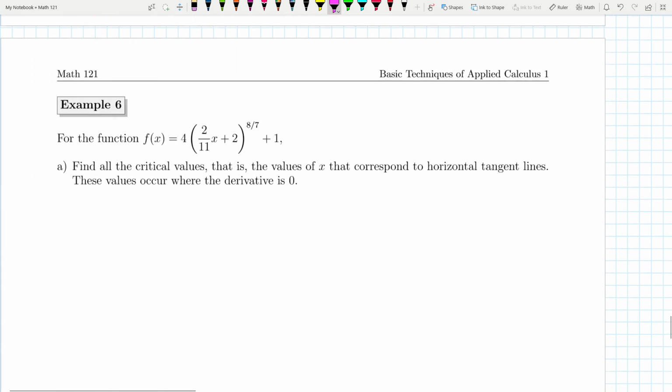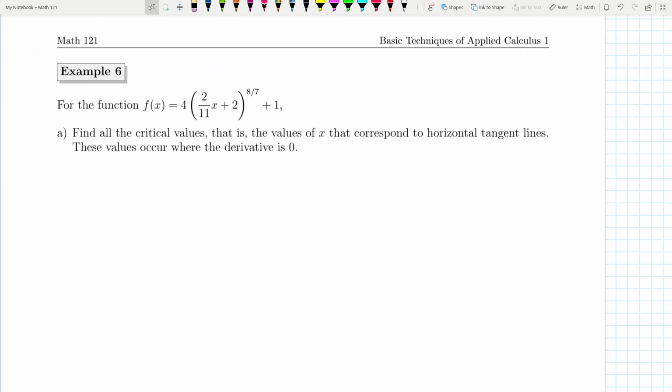So let's see, for the function f of x equals 4 times (2 over 11 x plus 2) raised to the 8/7 plus 1.